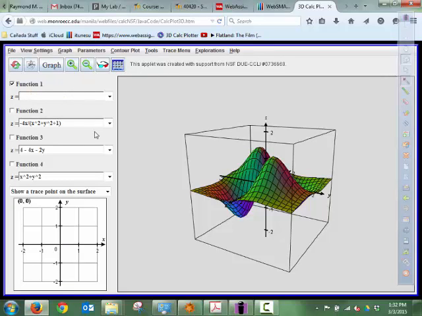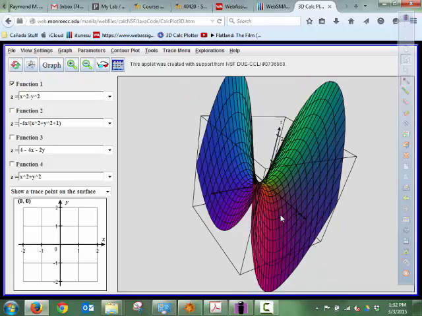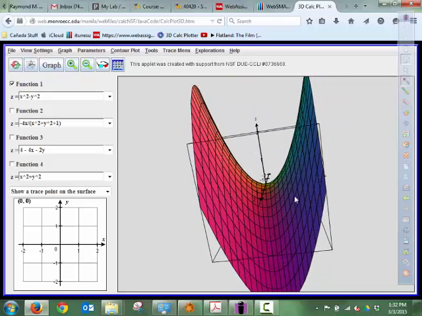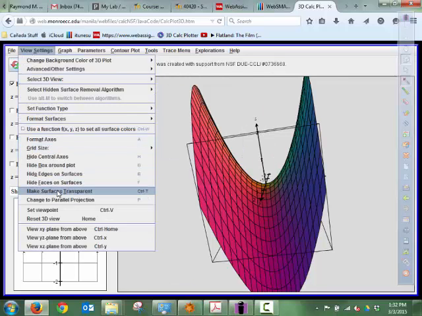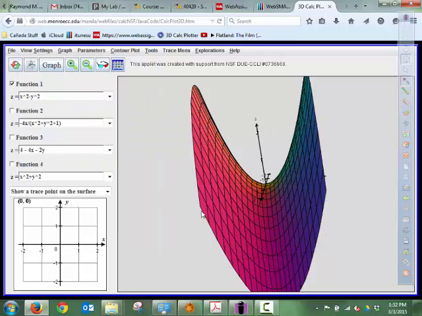All right, so our function was x squared minus y squared. Let's take a look at the graph of that. So this is a graph of that, and that's what we expected. And I think we can take away the box. Where's the box? Hide box.